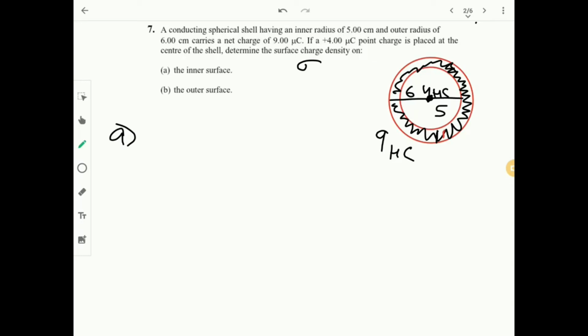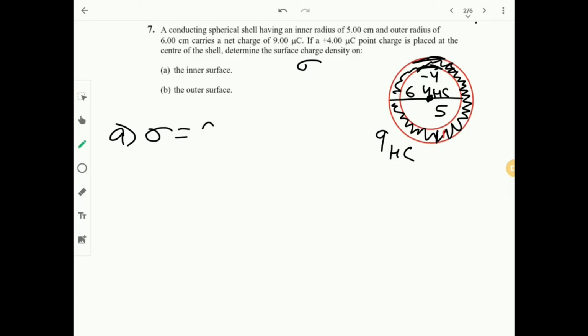Let's check together now. For the first one, they're saying the inner surface. Since we know that this part is the outer surface, this is the inner surface. Since we have put a 4 microcoulomb charge inside, this induces a -4 on this part. I'll explain briefly again. Basically I put a 4 microcoulomb charge. Electrons are attracted to this area, they're attracted to positive. So a -4 microcoulomb charge will be induced here.